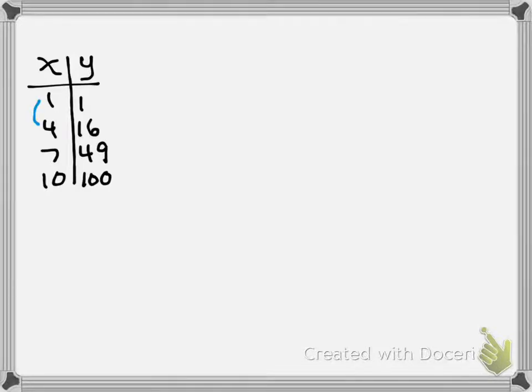So what do I do to get from 1 to 4? I add 3. From 4 to 7? Add 3. To get from 7 to 10? Oh, that looks pretty constant. All right, let's check out what happened on the other side. So what do I do to get from 1 to 16? Add 15. Remember, you've got to have an operation there. How about from 16 to 49? Add 33, it is increasing. And what about from 49 to 100? I would add 51.